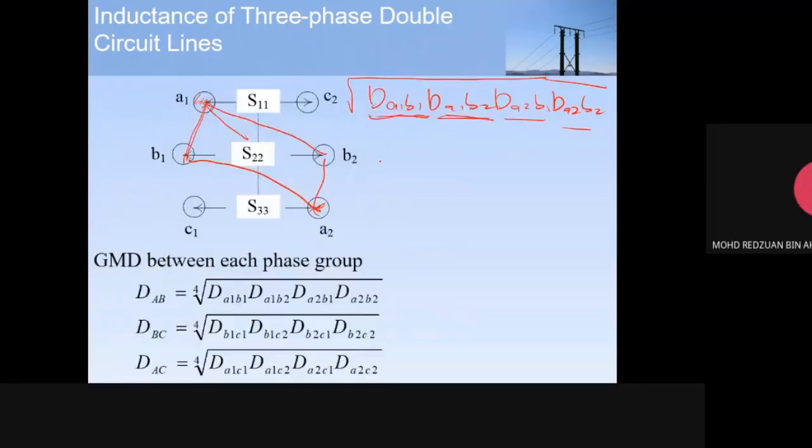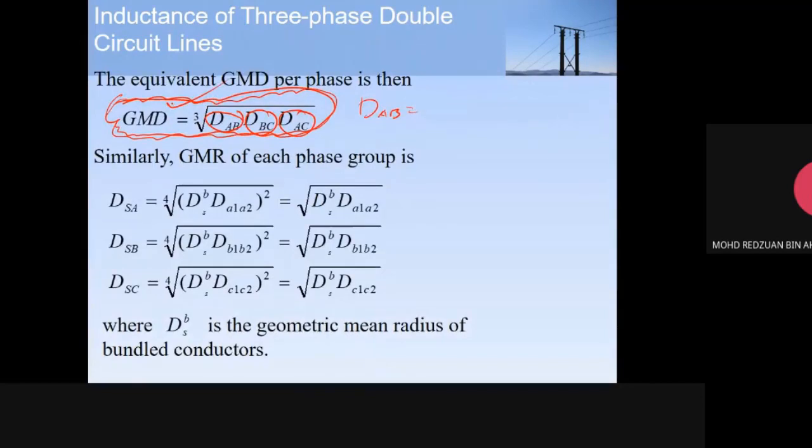Once we find the GMD, we can just put it into our equation, because our equation is always the same for single phase, three phase, and single circuit or three-phase double circuit transmission line. Same: times 10 to the minus 7 ln of GMD over GMR. So we have to calculate GMR for three-phase double circuit. How do we calculate GMR? We use this equation.